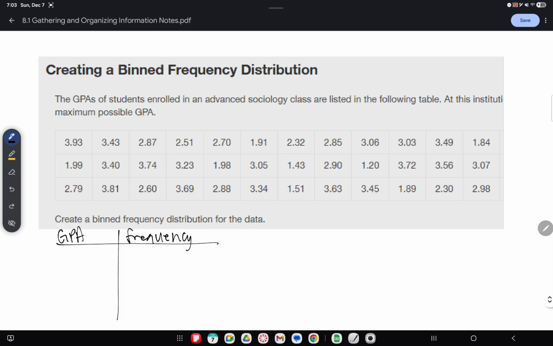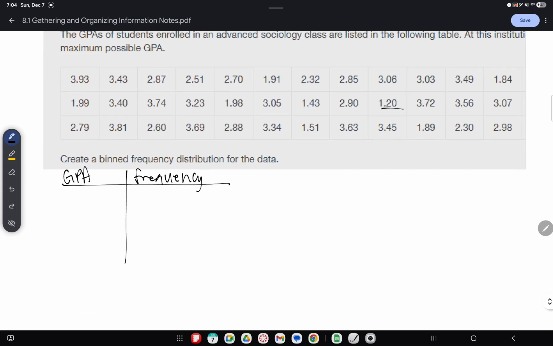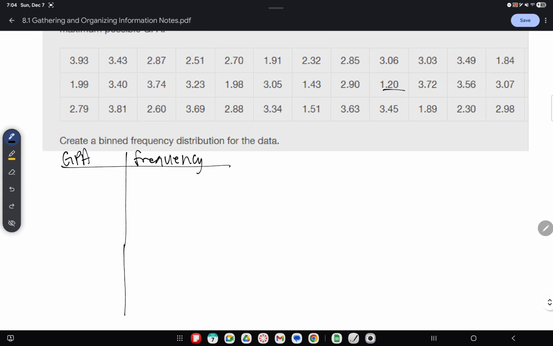And in this case, let's see, what's the lowest? Trying to do a quick scan here. We have 1.20. Okay. And what's the highest? Probably a 4. Are there any in the 4s? Doesn't look like it, but 4 is usually the highest GPA option. So what I want to do here, I would say we're going to range from 0 to 4.